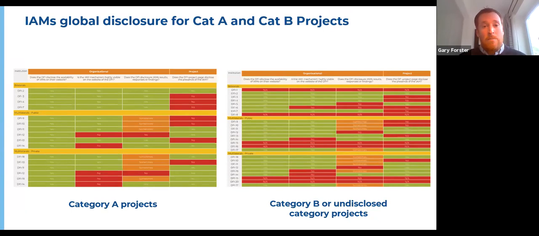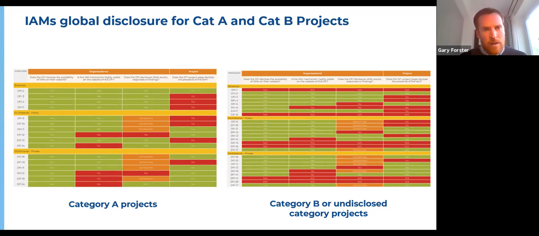Moving on to IAMs, and looking at the global level. We ask questions such as, does the DFI disclose the availability of IAMs on their website? Is the IAMs mechanism highly visible on the website of the DFI? Does the DFI disclose IAMs results, responses, or findings? We found that the disclosure of the presence of IAMs on DFI websites was generally good. However, we identified very low levels of IAMs disclosure at the project level.